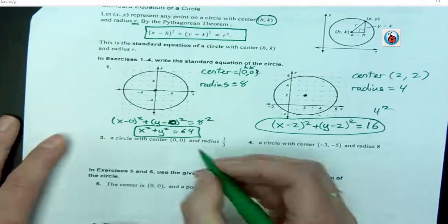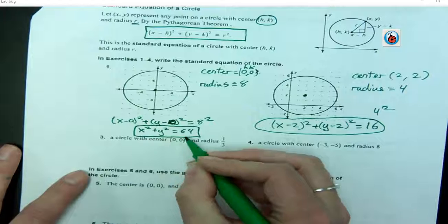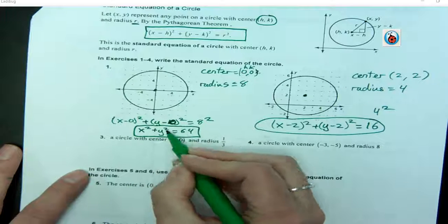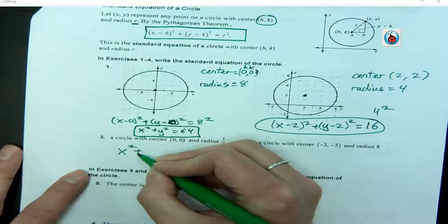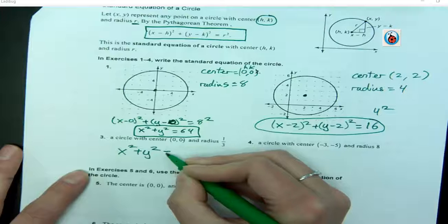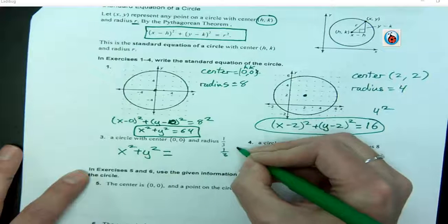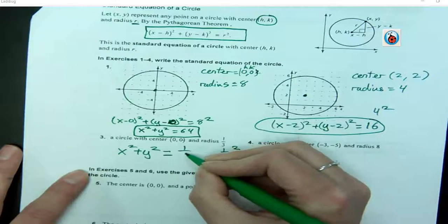Alright, this is even easier. It tells me if my center is 0, 0, I just did this. It becomes x squared plus y squared. So x squared plus y squared equals, I just have to do 1/3 squared, which becomes 1/9.